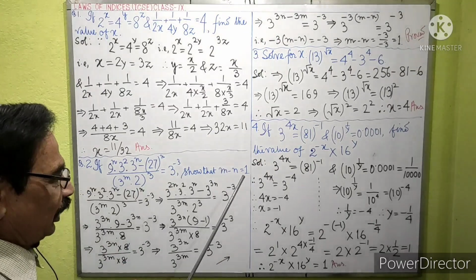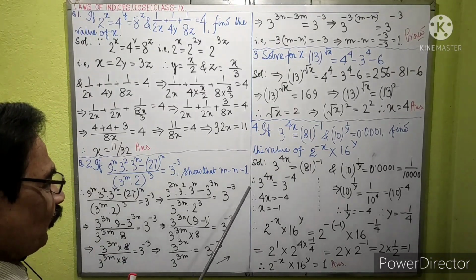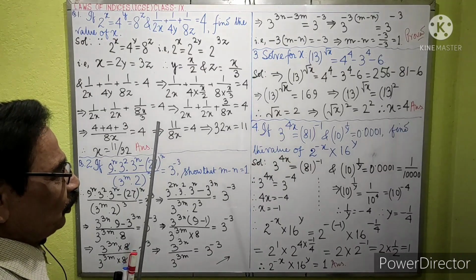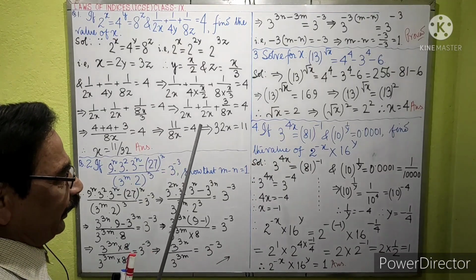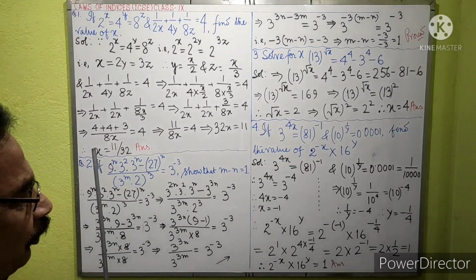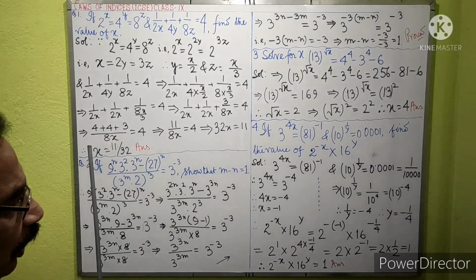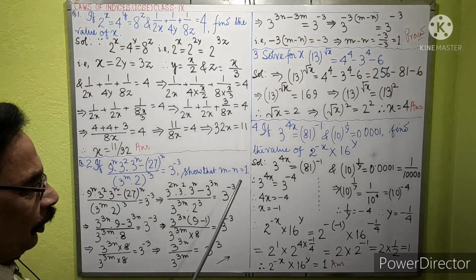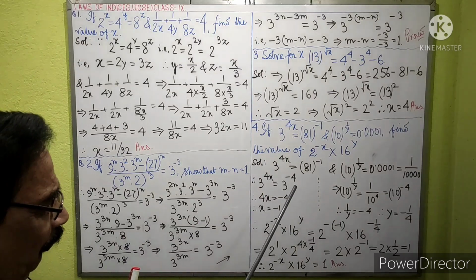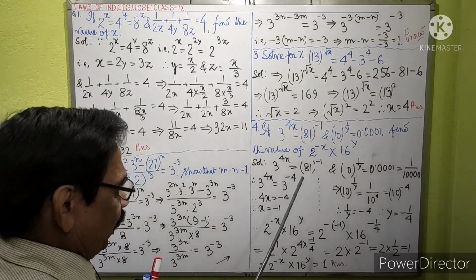Question number 4 and the last question, today's last question. If 3 to the power 4x equal to 81 to the power minus 1 and 10 to the power 1 by y equal to 0.0001, find the value of 2 to the power minus x into 16 to the power y.